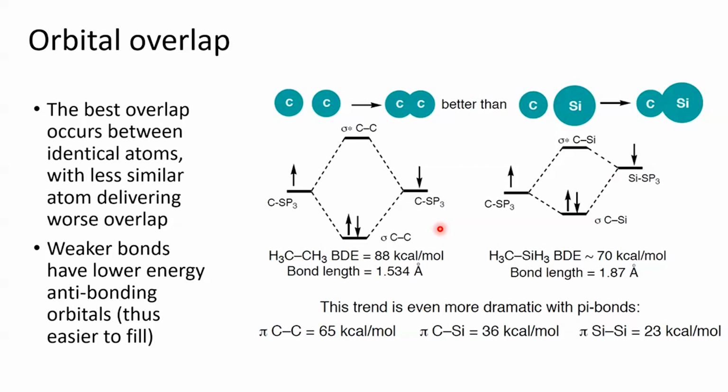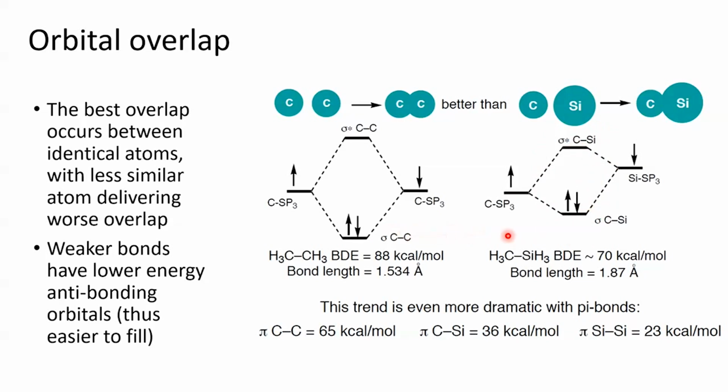carbon to silicon bond. Because to break these bonds, what we need is to elevate one of these bonding electrons up into the anti-bonding orbital, thereby cancelling out the bond. And the energy jump for the carbon-carbon bond is great, while the energy jump for the carbon-silicon bond is comparatively smaller. So this would require less energy to promote an electron from a bonding orbital up here into an anti-bonding orbital, thereby cancelling out that bond.